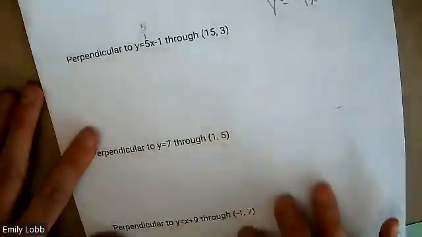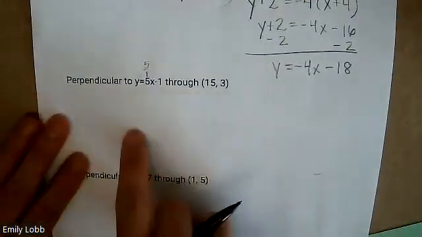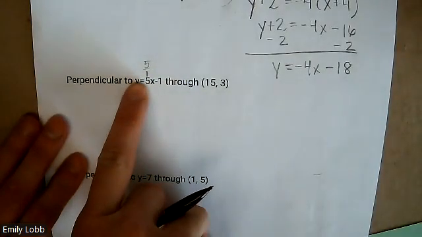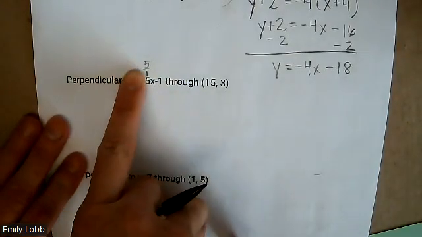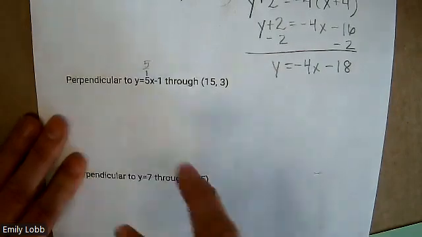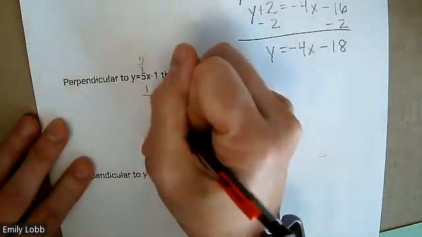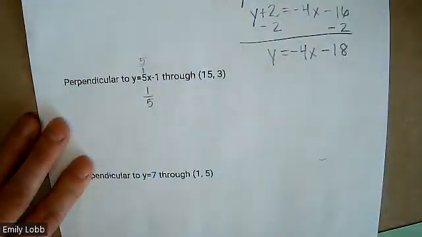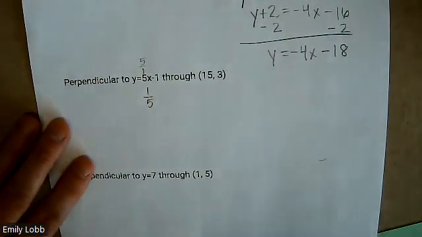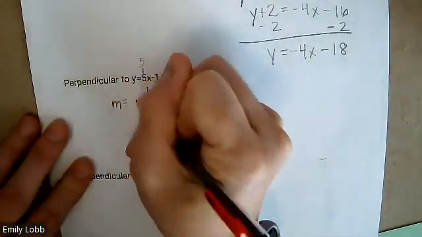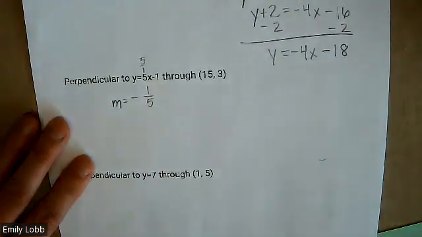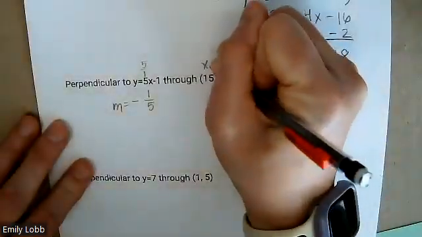All right, last 3 on the back page, perpendicular. So I have to think of this number like a fraction because I have to flip it. The reciprocal of 5 is 1/5. I need the opposite reciprocal. So what's the opposite of 1/5? -1/5. So that's my slope. And here's my x1, y1.